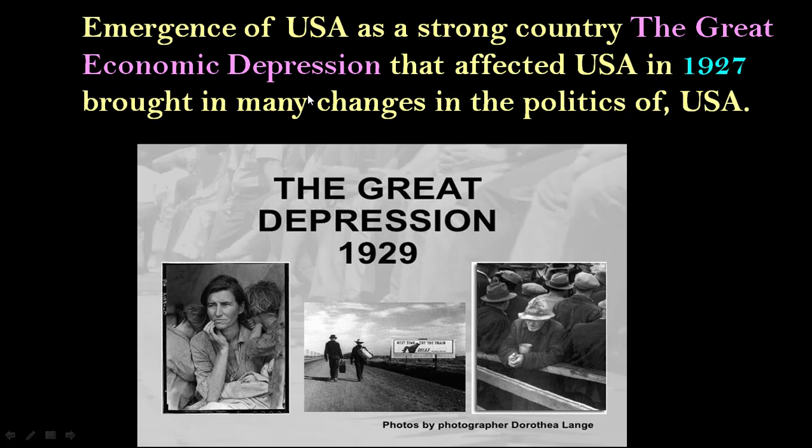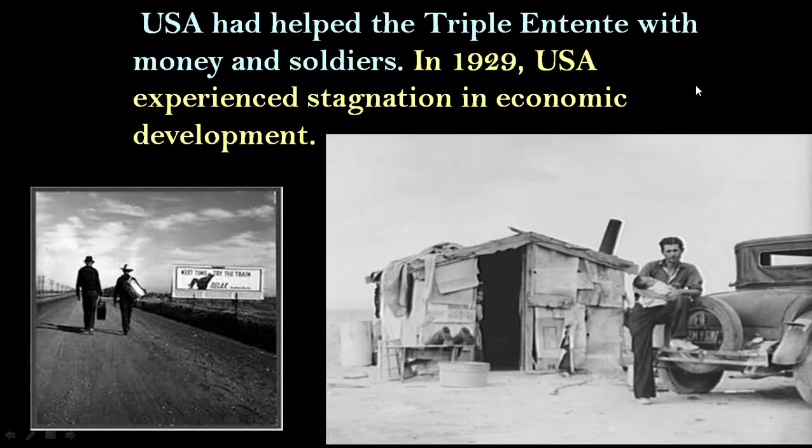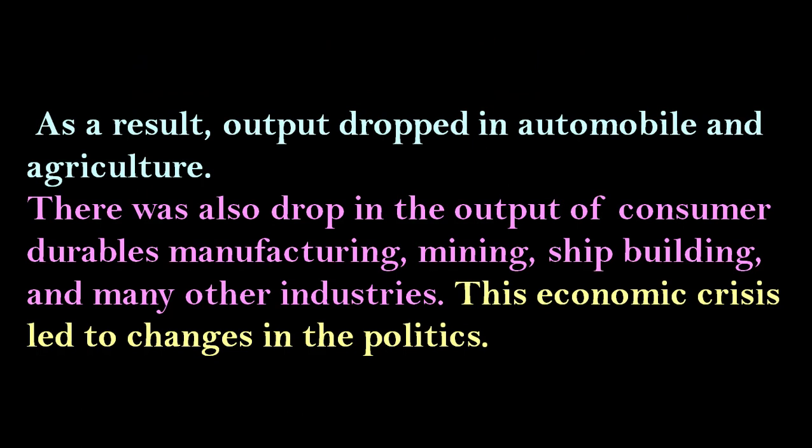The great economic depression that affected USA in the year 1929 brought many changes in the politics of USA. USA had helped the Triple Entente with money and soldiers. In 1929, USA experienced stagnation in economic development. As a result, output dropped in automobile and agriculture. There was also a drop in the output of consumer durables manufacturing, mining, shipbuilding, and many other industries. This economic crisis led to changes in politics.